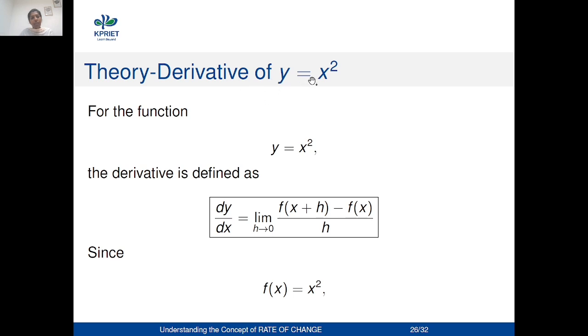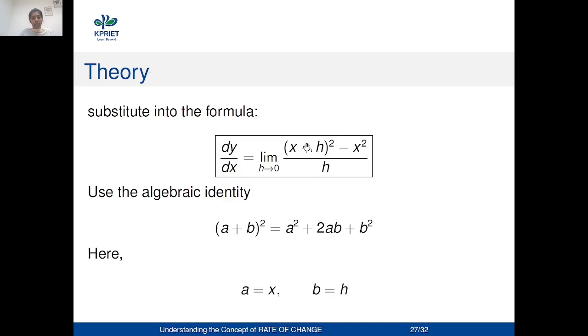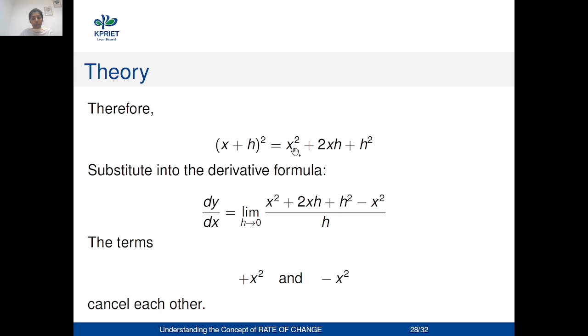Now let us look at the derivative for the function y equal to x square in a theoretical form. We know y equal to x square, and the derivative formula is limit h tends to 0 of f of x plus h minus f of x, by h. Instead of substituting the value of h, let us solve it mathematically. We all know (a plus b) whole square is a square plus b square plus 2ab. So in the place of a, I have x, and in the place of b, I have h. If I replace that, it becomes x square plus 2hx plus h square.